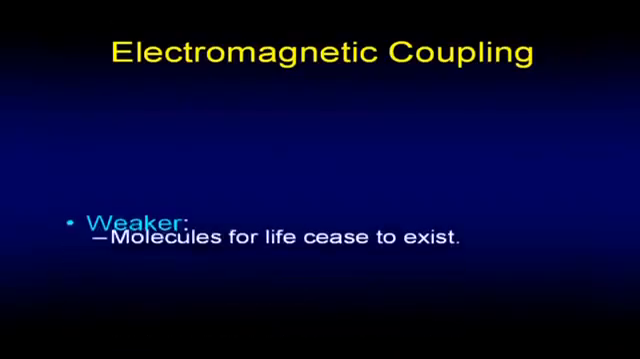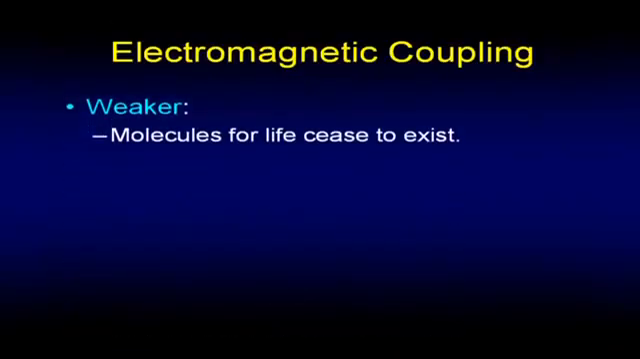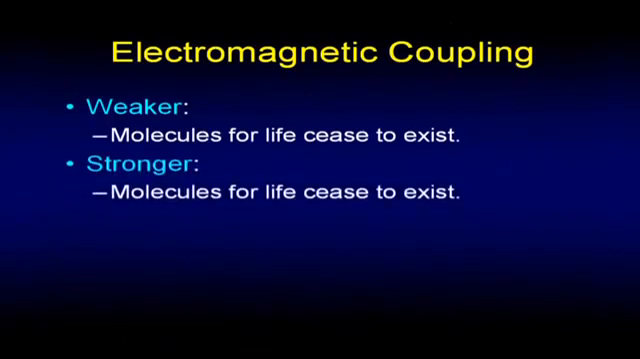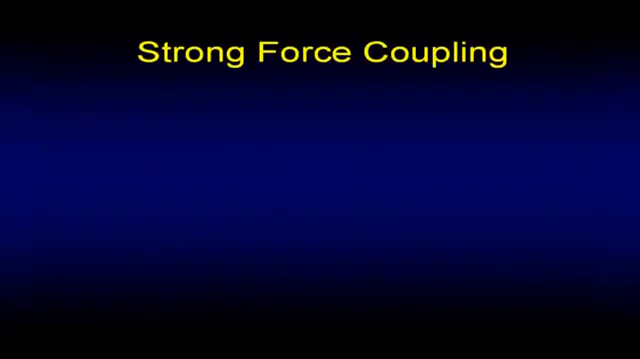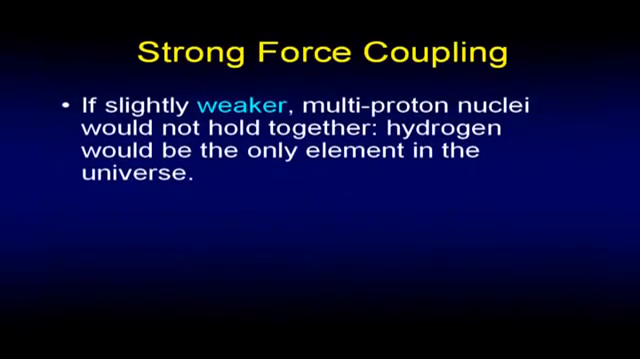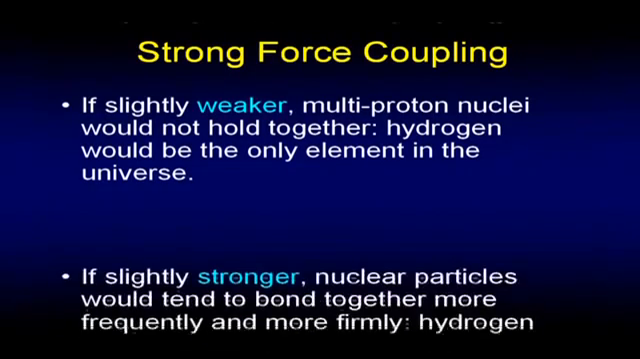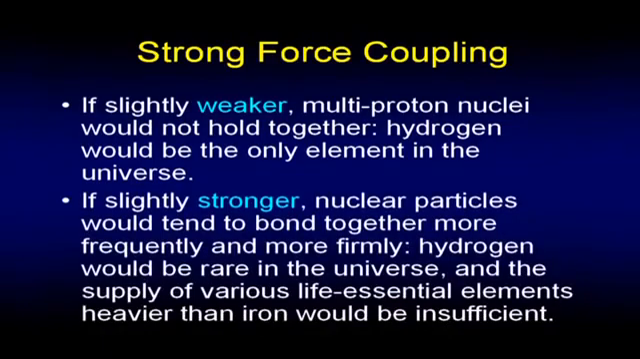Electromagnetic coupling. If it was weaker, molecules for life would cease to exist. If it was stronger, molecules for life would cease to exist. In other words, it's exactly the strength to give us the spread of elements that make up the periodic table. The strong force coupling. If it was slightly weaker, multi-proton nuclei would not hold together. Hydrogen would be the only element in the universe. If it was slightly stronger, nuclear particles would tend to bond together more frequently, more firmly. Hydrogen would be rarer in the universe, and the supply of various life-essential elements heavier than iron would be insufficient. So it's just where it should be, so to speak.